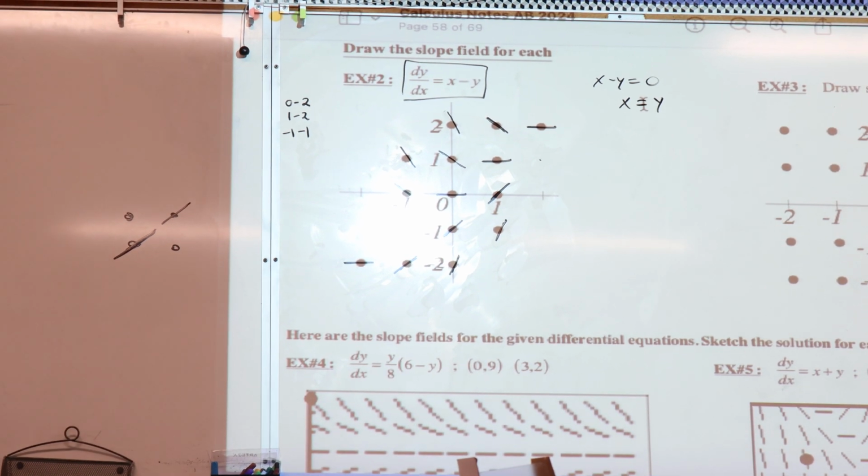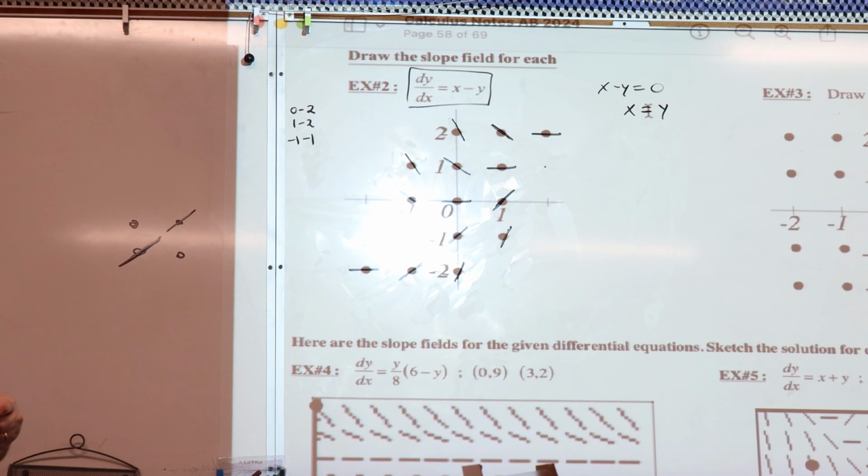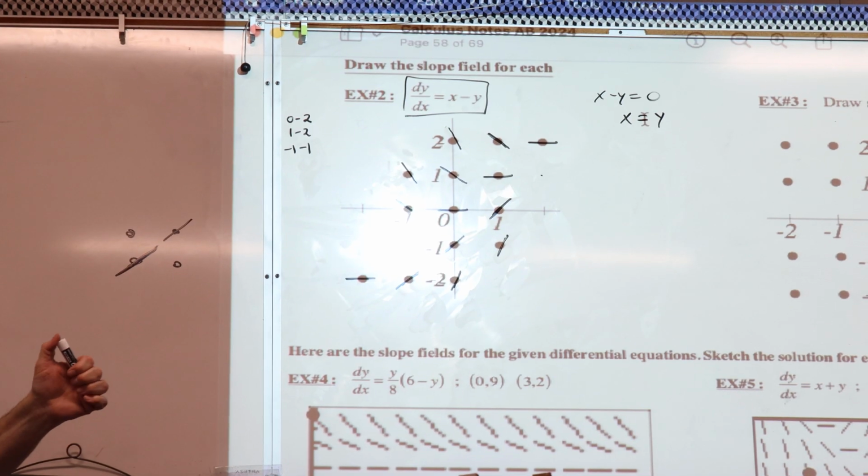All right. Can you kind of tell what the original graph looks like? Kind of ugly, huh? If I did more dots, you'd see a much better look. But you're like, 15 was terrible.